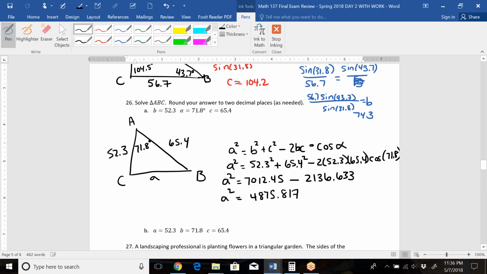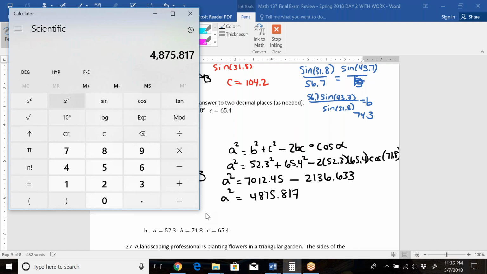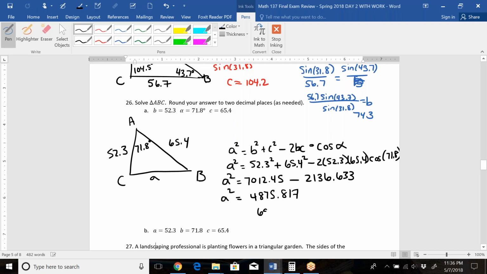And that's a squared. So we need to take a square root of that, which is to the half power. So 69.83 would be my approximation for little a. So let's write that in. 69.83. Okay, now that is 2 decimal places like the directions, but I noticed on the answer key they have 69.8. So I don't know. Just following the directions, it's supposed to be 2 decimals.